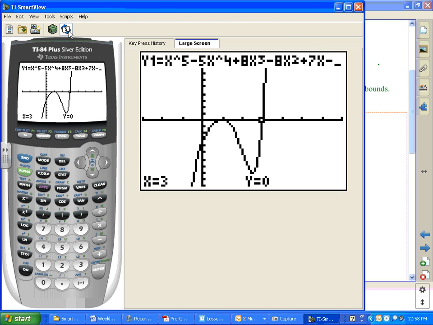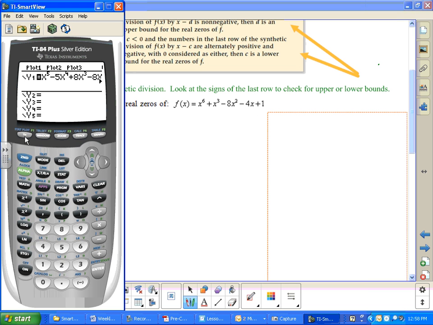First of all, x to the 6th plus x cubed minus 8x squared minus 4x plus 1.